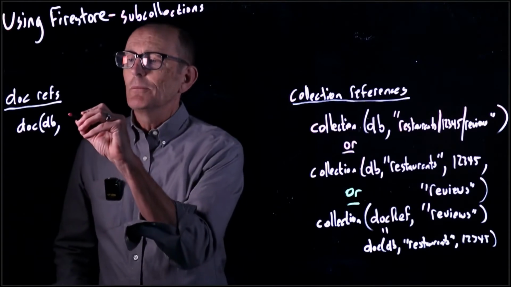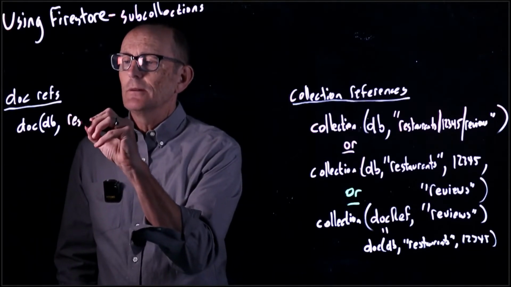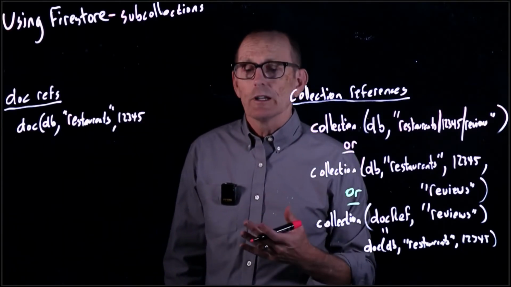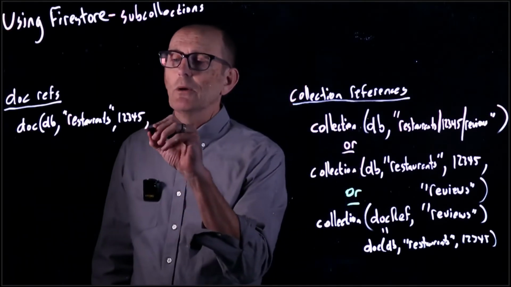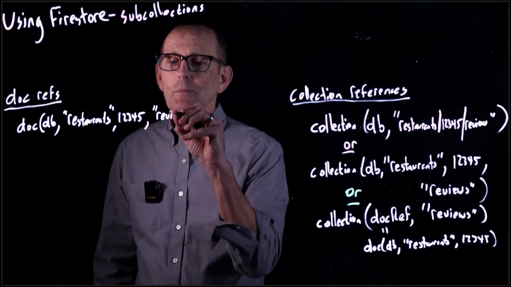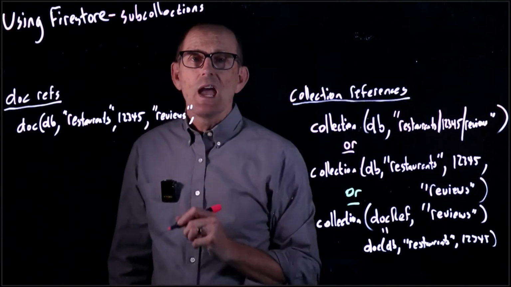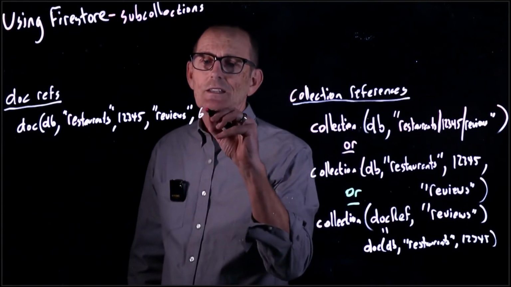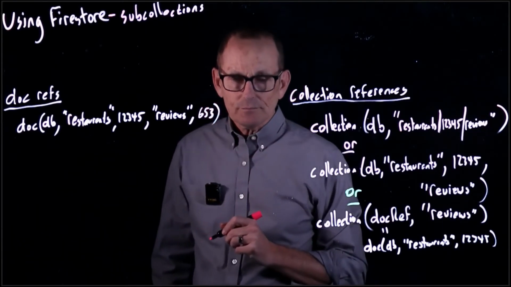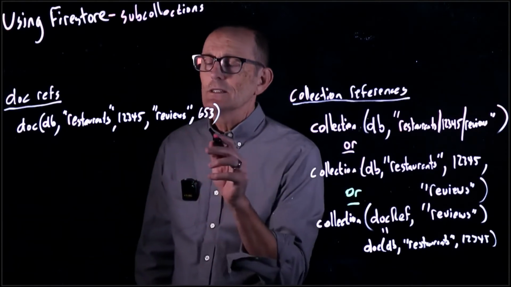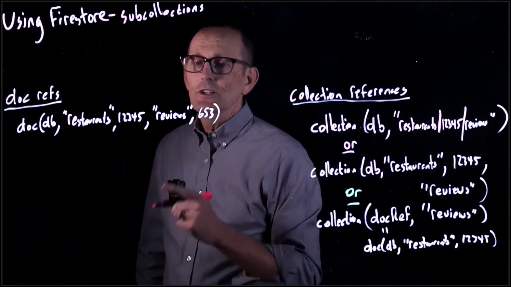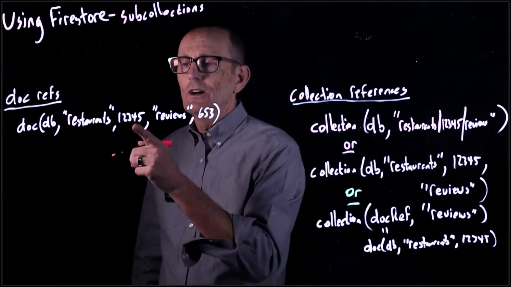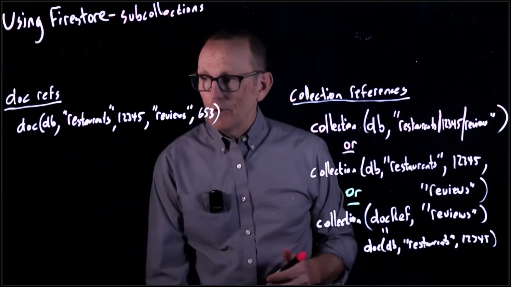So we could do something like restaurants, 12345, which is what we saw earlier. But we can also keep going. And let's say we want the reviews subcollection, and we happen to know that the ID of the review we're interested in is 653. This would give us a document reference to a document within the review subcollection of this particular restaurant document.